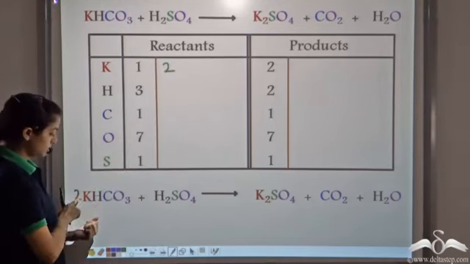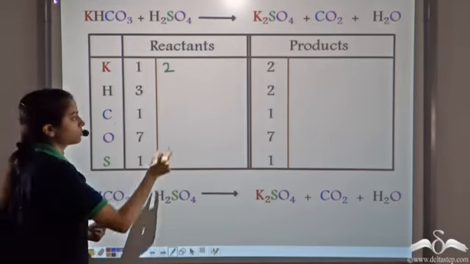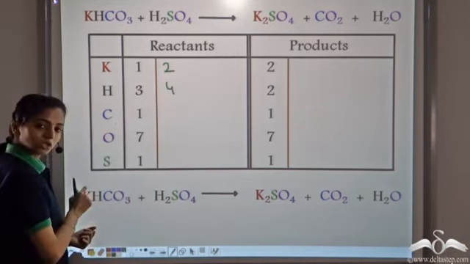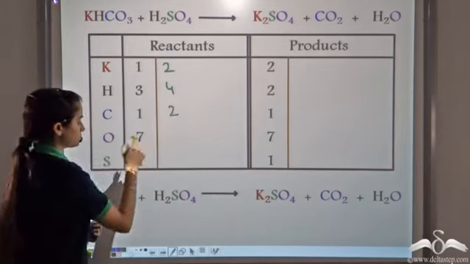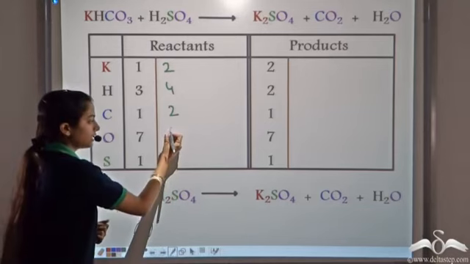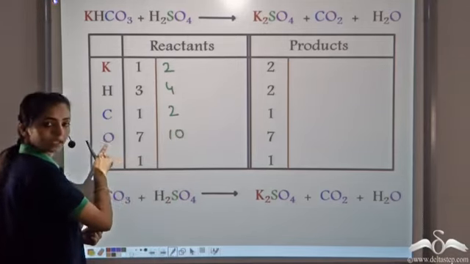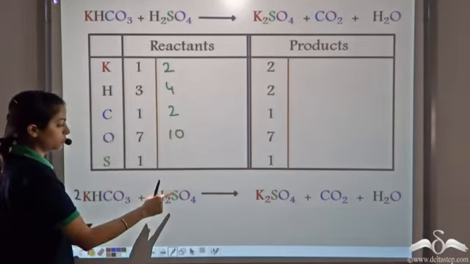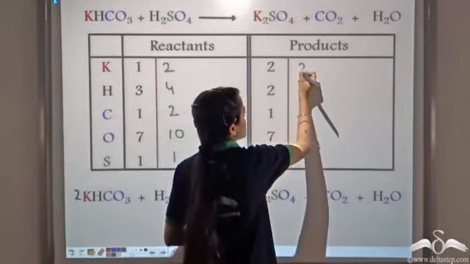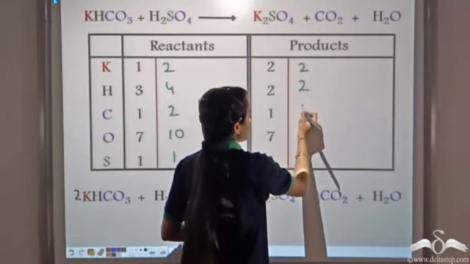We get 2 plus 2, 4 atoms of hydrogen. We get 2 atoms of carbon, 3 to the 6 plus 4, 10 atoms of oxygen, and 1 atom of sulfur. We have made no change on the product side, so this remains the same.